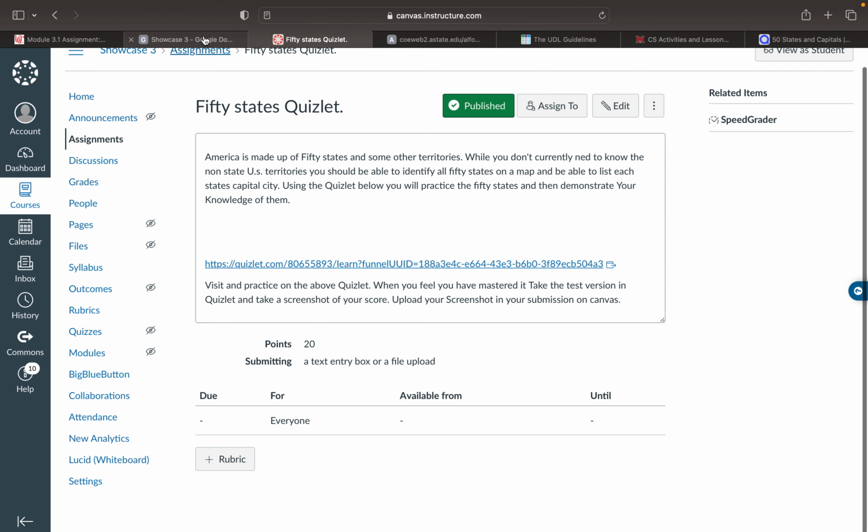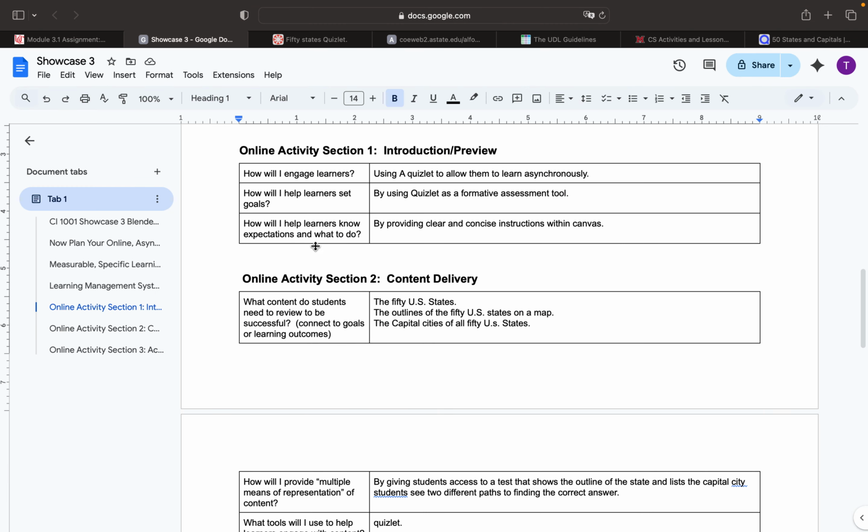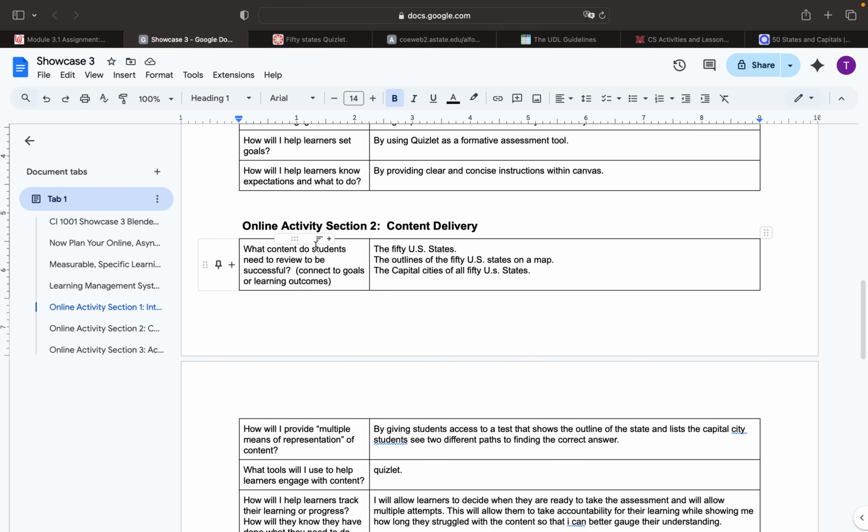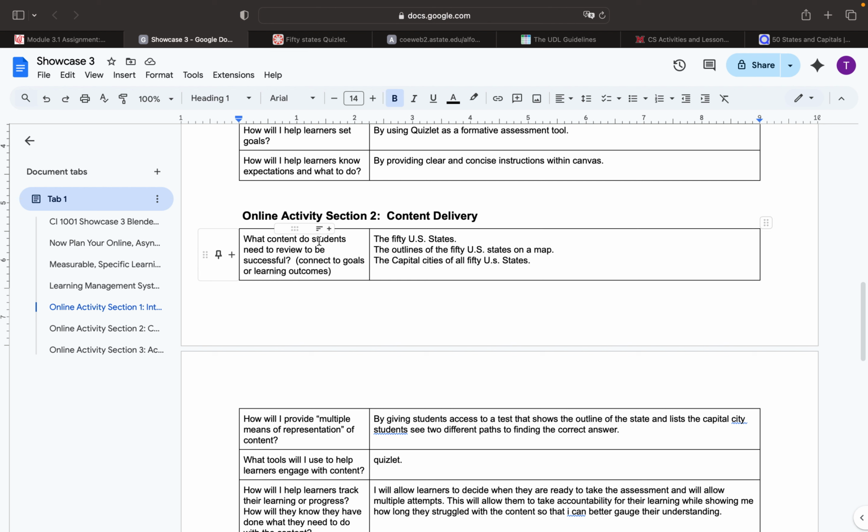All right, so let's roll back onto the Showcase 3 and get back on track here. Online activity, Section 2, content delivery. What content do the students need to review to be successful? So the 50 U.S. states, the outlines of the 50 U.S. states on a map, because you can't really identify it without the outline, and then the capital cities of all 50 U.S. states.